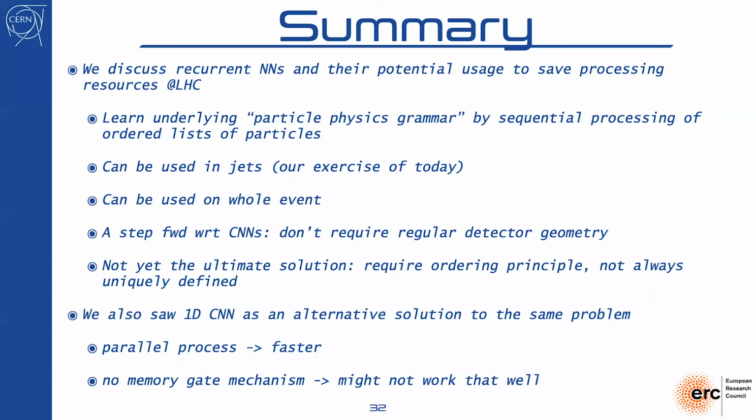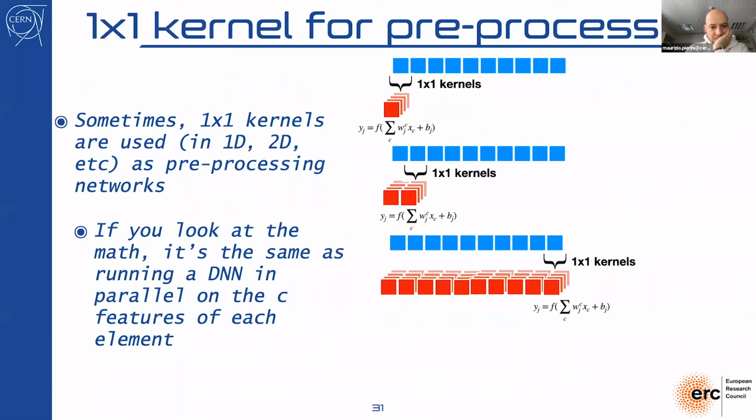This was the last slide. There is a question. Just a question about this one-dimensional CNN. Why is reshuffling our input variables a good idea of pre-processing?